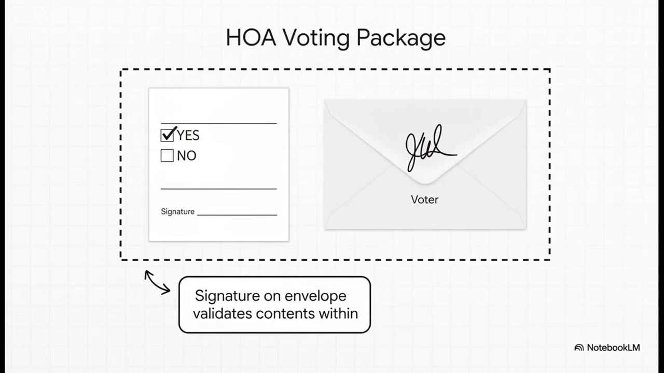So their argument was really about interpretation. They said Article XV requires the assent given in writing to be signed. It doesn't say the ballot itself has to be signed. They argued that the ballot and the signed envelope were basically one complete package, and that signature on the outside fulfilled the rule. The big question was, would the judge buy it?